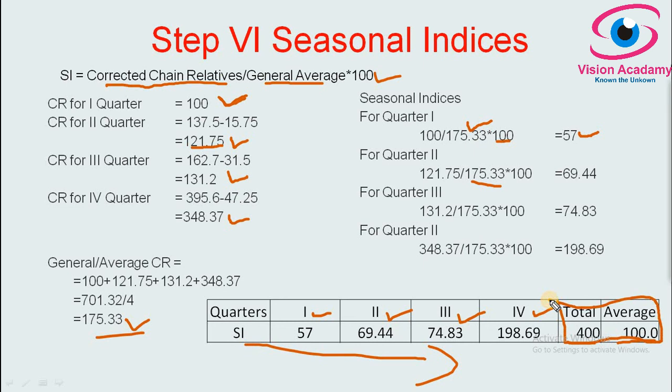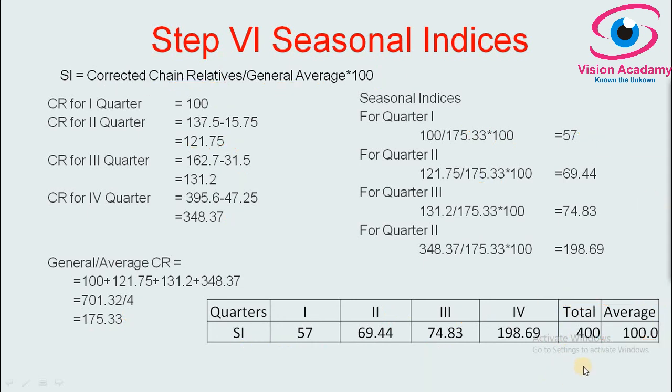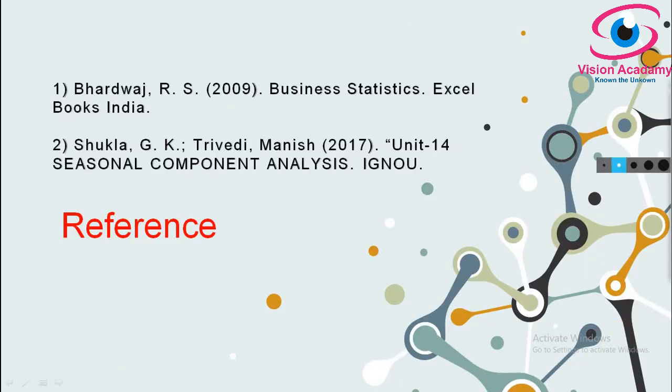As I told you, in seasonal components, when you are dealing with quarters, the average must equal 100. When you are dealing with quarters, the total must equal 400, and when you divide by 4, the average will be 100. When you are dealing with months, the total must equal 1200, and when you divide that by 12, the average will be 100. So this is how we used the steps to calculate seasonal indices under the chain relatives.